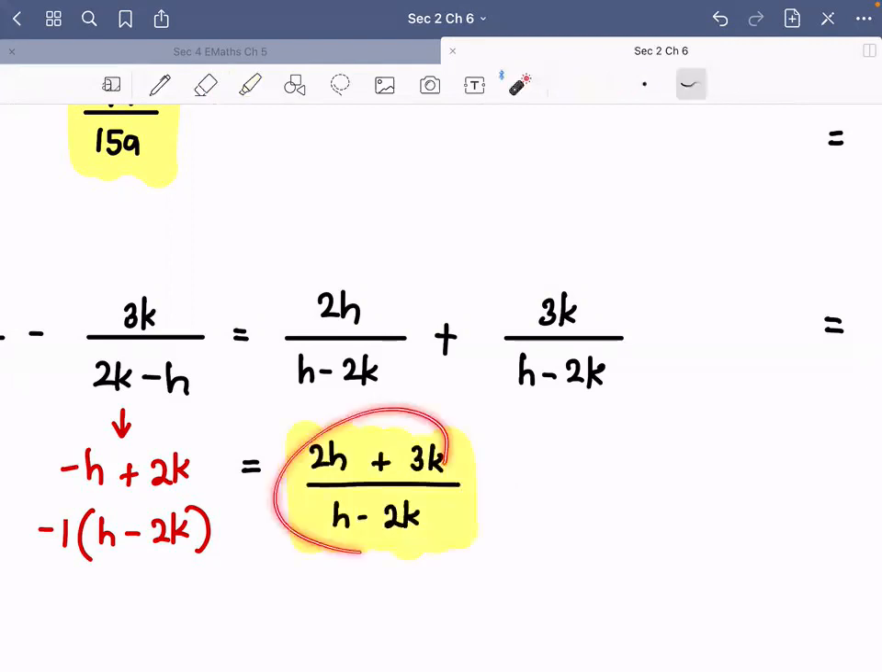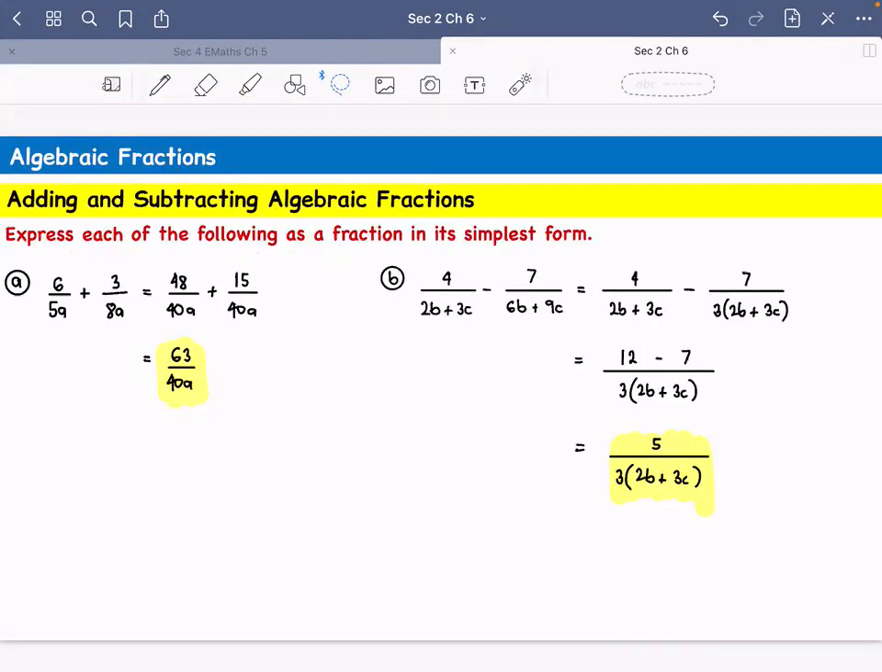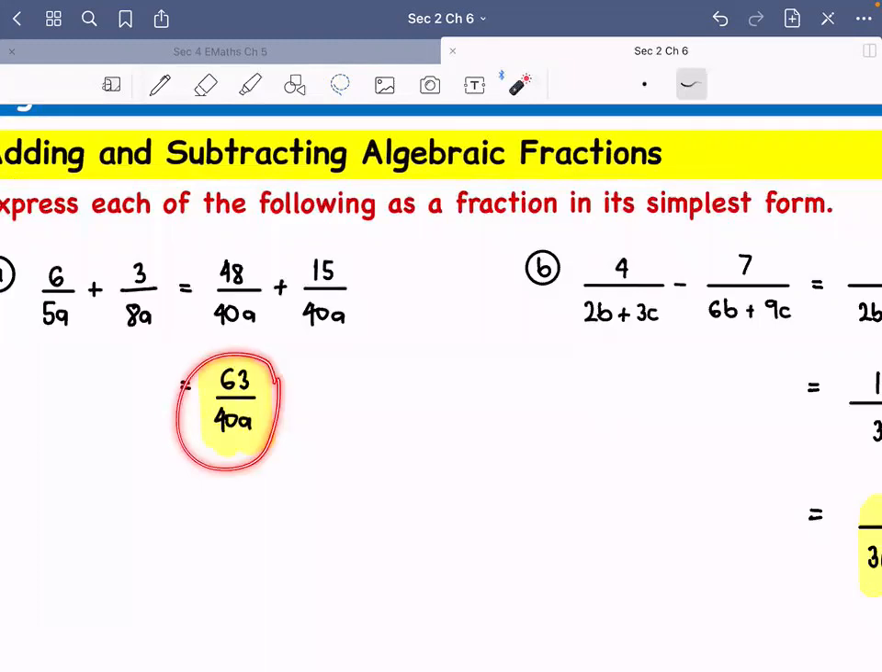So we cannot simplify this further. So your answer is 63 over 40a. The process here goes like this. Between 5a and 8a, your LCM is 40a. So 40 divided by 5a gets 8. 8 times 6, that's how I got 48 right here.